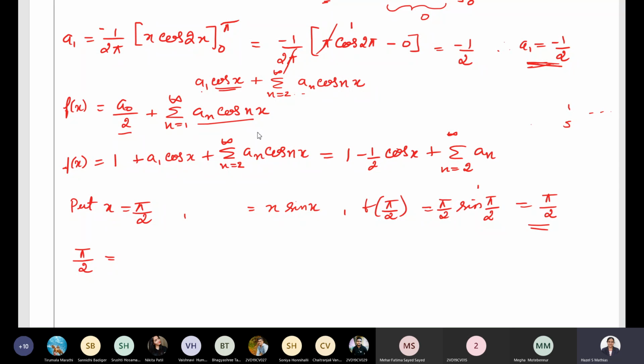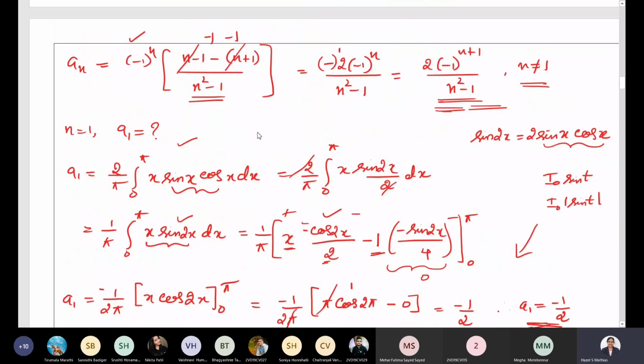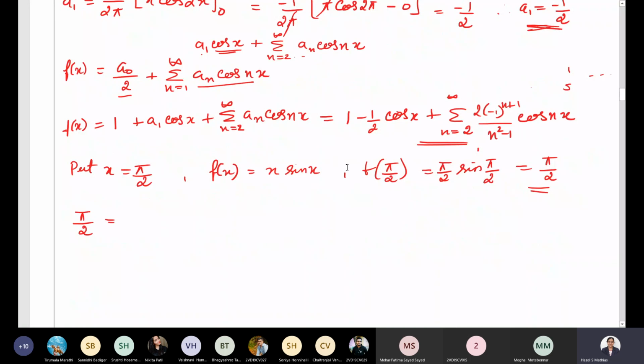What is a n? Here we have got a n: 2 into minus 1 power n plus 1 divided by n square minus 1, cos nx. I hope this is clear. This is the Fourier series expansion. Now in order to deduce the given expression, let's put x equal to pi by 2, and we know f of x equal to x sin x. So f of pi by 2 is pi by 2 sin pi by 2. Sin pi by 2 is 1, so this is pi by 2.